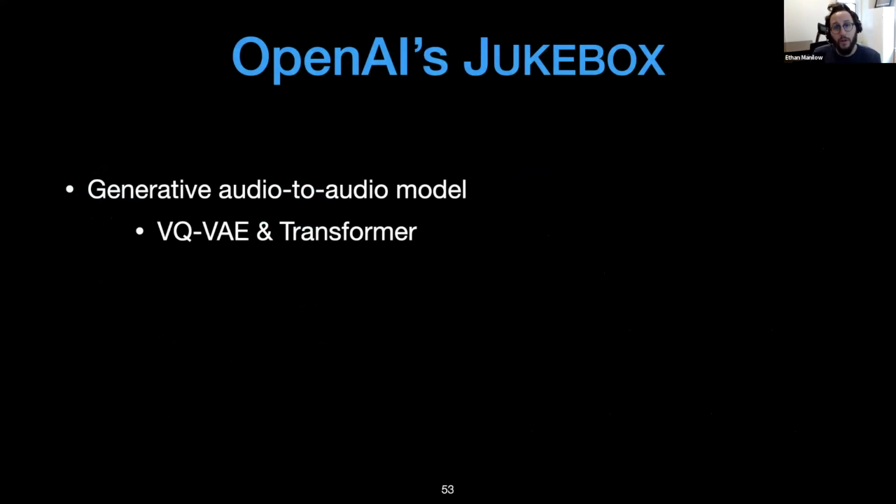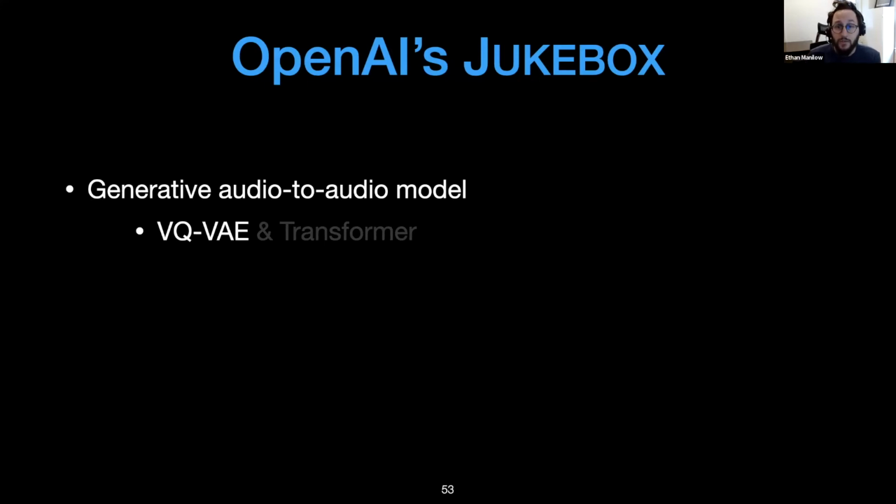Now we'll talk about OpenAI's Jukebox. Jukebox is a generative model for audio. Specifically, it's a set of VQ-VAEs and transformers, although in this work, we're only going to use one of these VQ-VAEs. If you want more details, you could either read our paper or you can read the Jukebox paper.